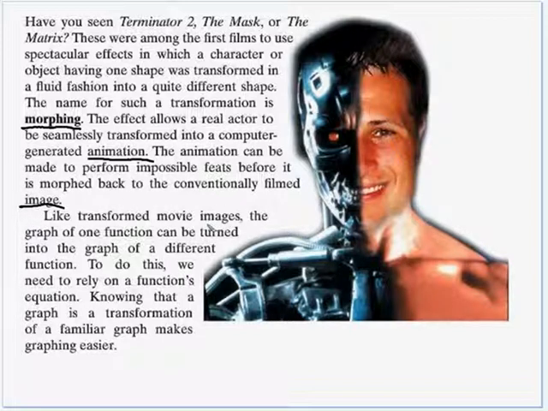So like a transformed movie image, the graph of one function can be turned into a graph of a different function. To do this, we need to rely on a function's equation. Knowing that a graph is a transformation of a more familiar graph makes the graphing easier. That guy looks familiar, doesn't he?